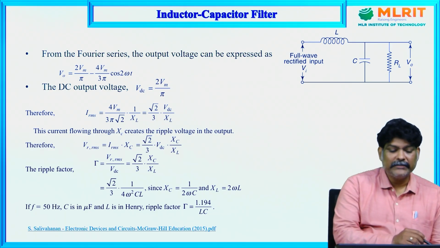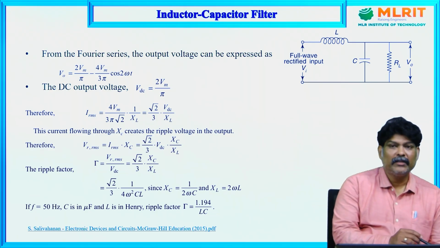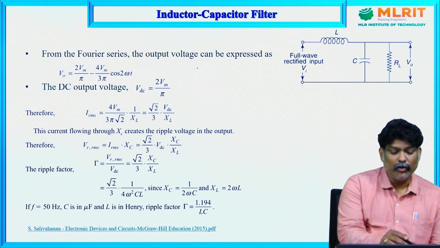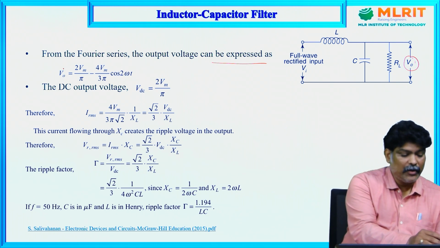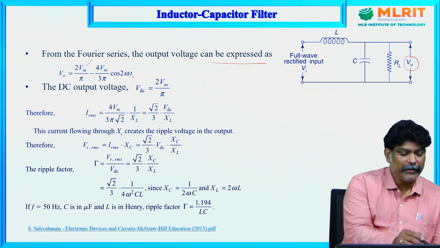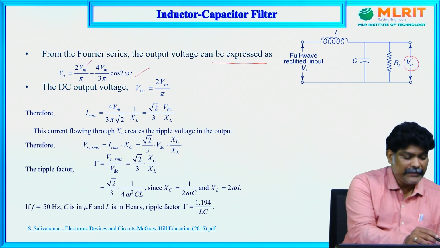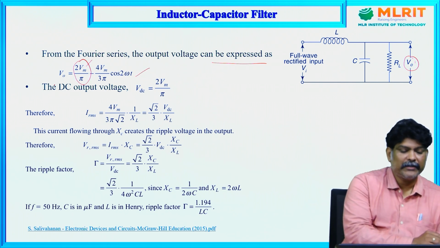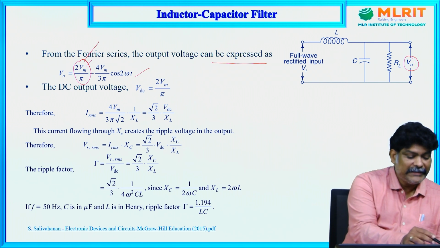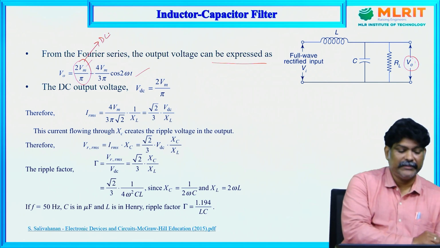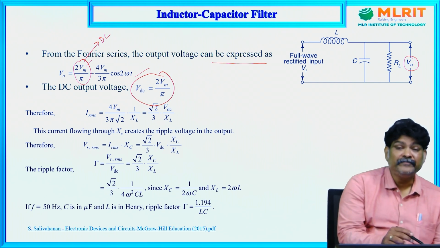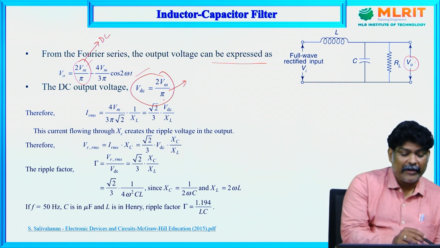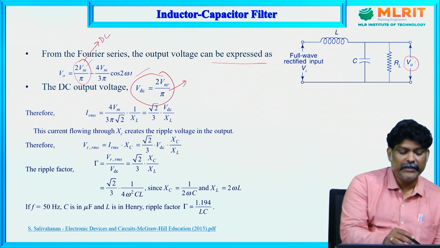Let us analyze this inductor capacitor filter. From the Fourier series, the output voltage V0 can be expressed as V0 equals 2 Vm upon pi minus 4 Vm upon 3 pi cos 2 omega t. In this output expression, this is the DC value, VDC, the average DC voltage, which is 2 Vm by pi.